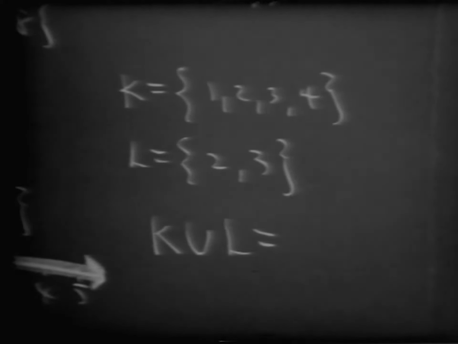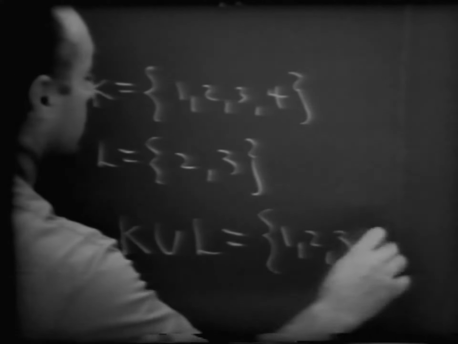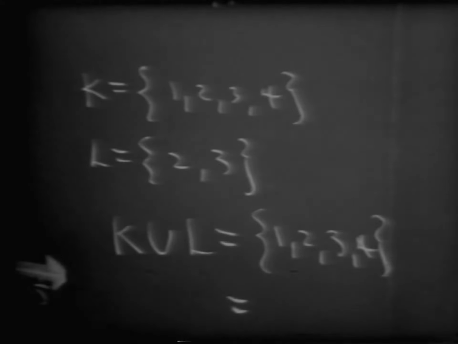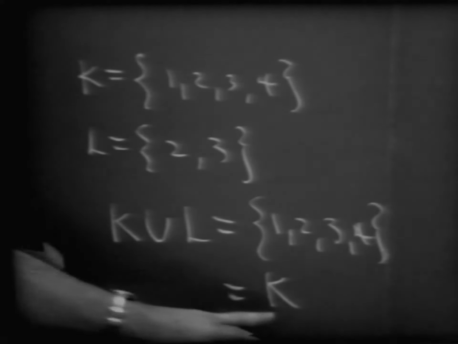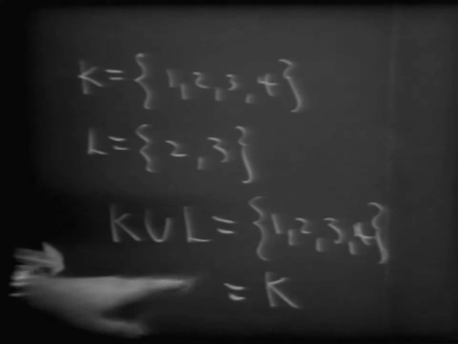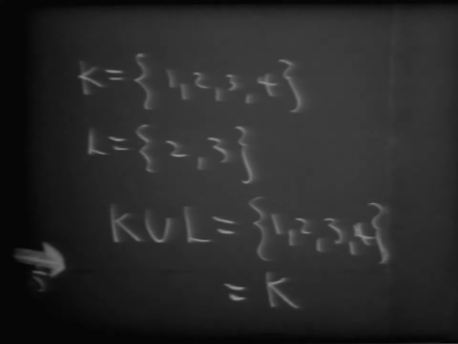And what then is that set going to consist of, Todd? 1, 2, 3, 4. Give me another name for the set 1, 2, 3, 4, as we have it here. And Ken says, K. That's another name for K. So notice that K union L in this example is equal to K. All right? And in fact, we're going to say a few words about that in just a second.